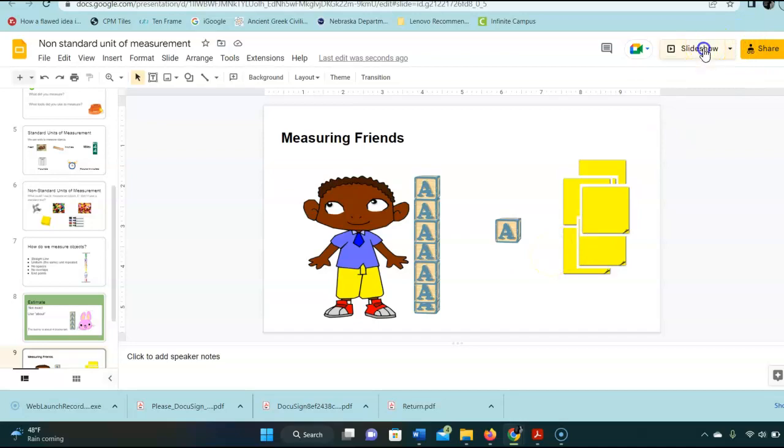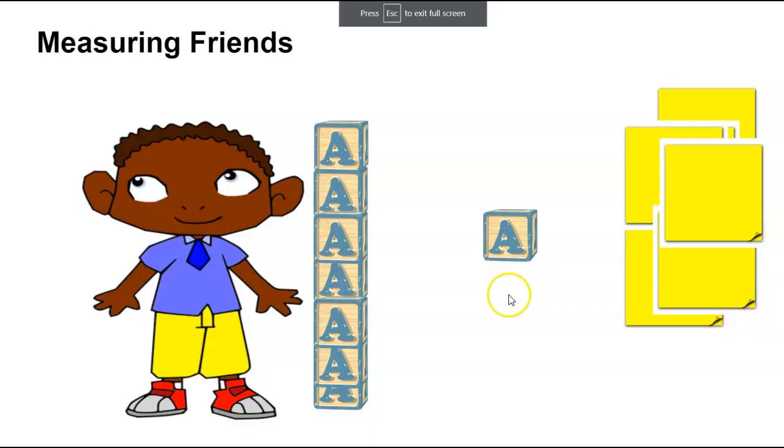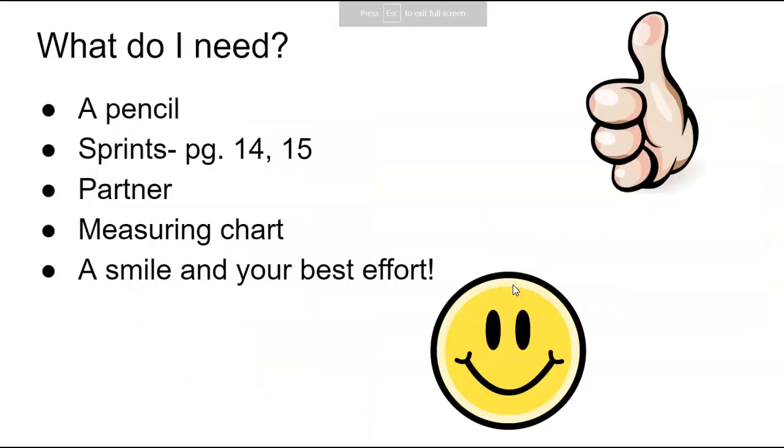And then we will come back and we'll talk about what we found out. So today you will need a pencil, you will need your sprints, a partner, I will give you a measuring chart, and you need a smile and your best effort.